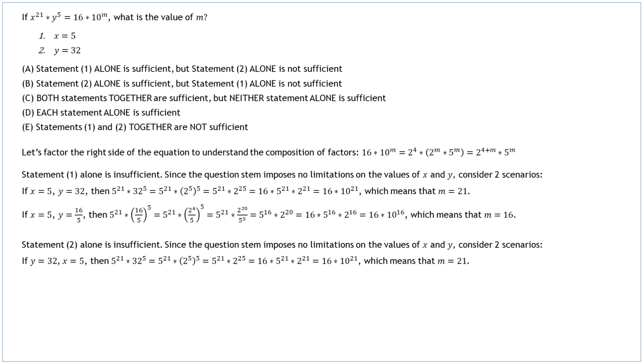If y equals 32, x equals 5, then m turns out to be 21. If y equals 32, x equals 5 to the power of 1/3, divided by 2 to the power of 2/3, then m turns out to be 7.